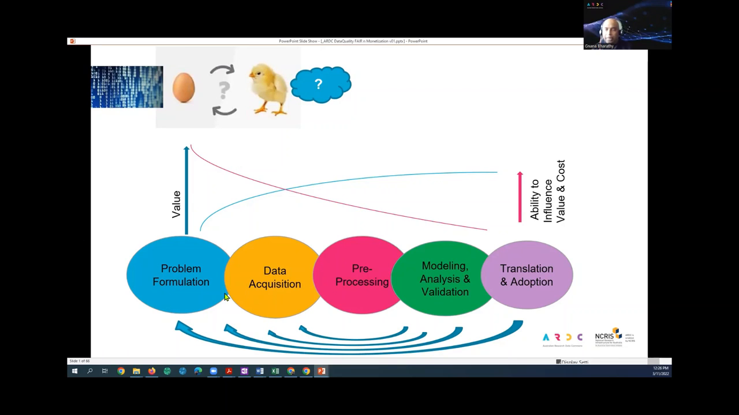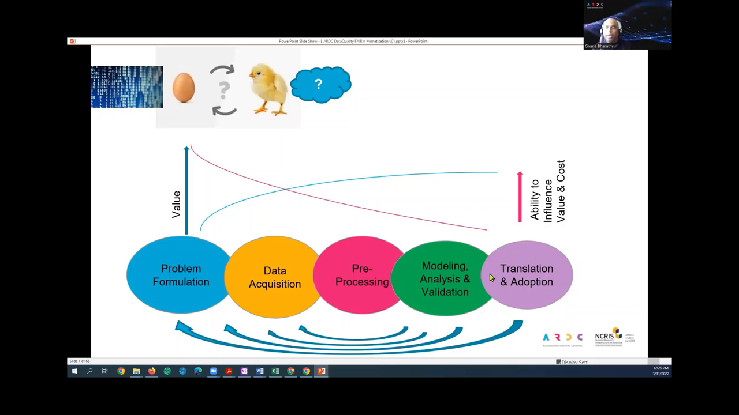And so it is in the very early stages of the problem formulation and the initial data acquisition and pre-processing that most of the opportunity for working with the data is lost or expended. And beyond that, it is actually developing the model, whatever algorithm it is, and then mainly translation and adoption. Of course, there is some dependency of these on the data quality, but the ability to influence would decrease over time.